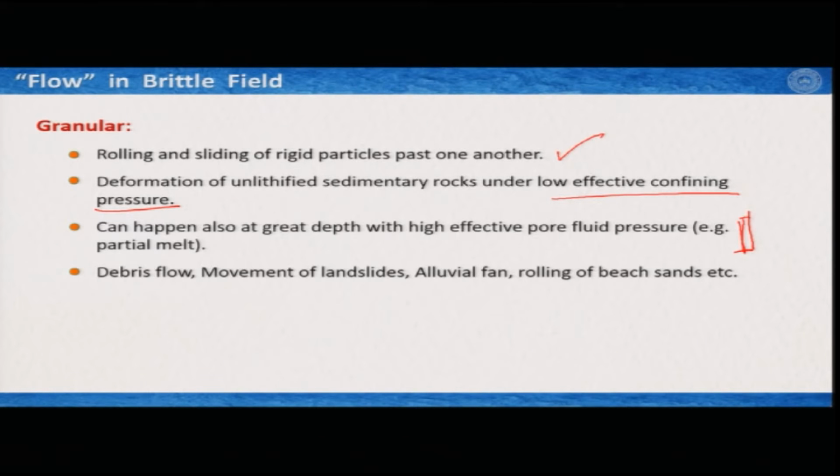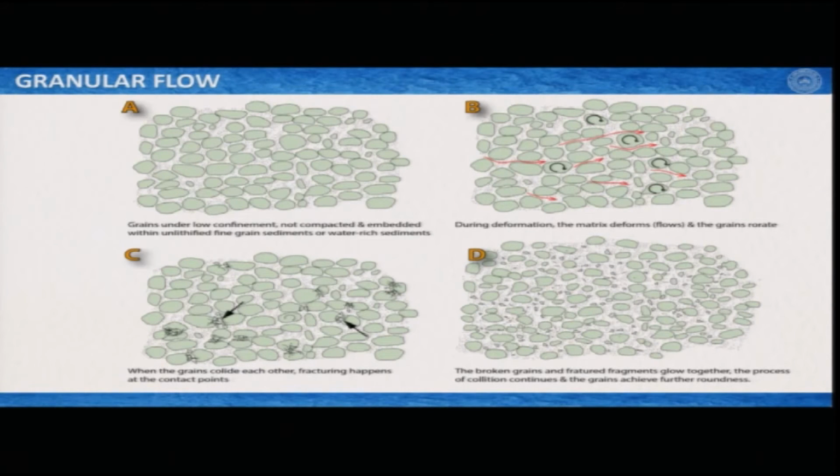And this type of granular flow that we are talking about under cataclastic deformation is described by, for example, debris flow, movement of landslides, alluvial fans, rolling of beach sands, etc. We will see these examples, but first have a look at how it works. In a very similar illustration, I will try to show you how it works.